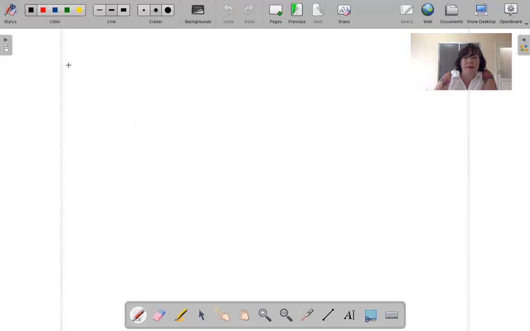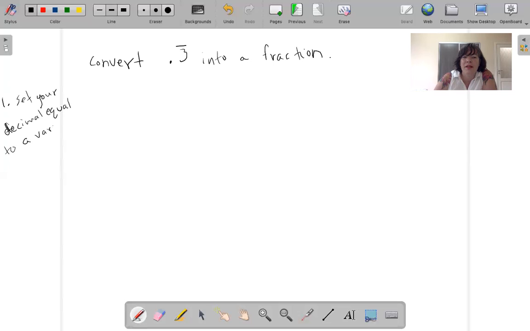Let's convert 0.3 repeating into a fraction. All right, what do we do first? Number 1, set your decimal equal to a variable. So 0.3 repeating equals x.